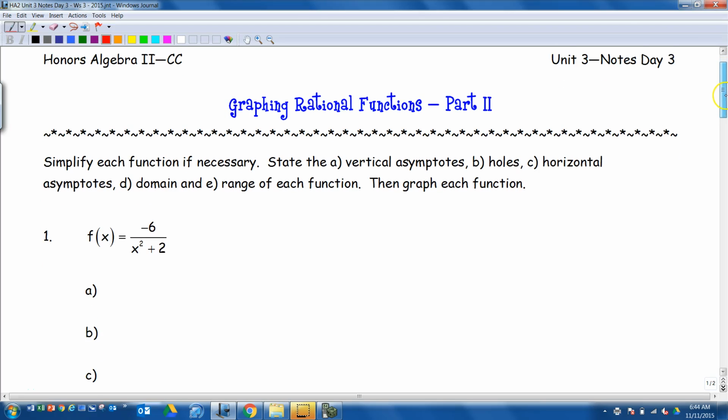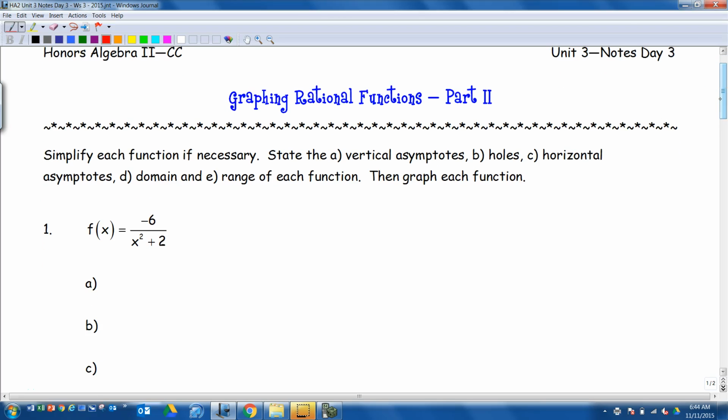Alright class, this is just more graphing with the rational functions, part 2. So we're going to do everything we did yesterday: simplify, then state vertical asymptote, holes, horizontal asymptote, domain, and range. I like to do the domain first, and then we have to graph it over on the side.